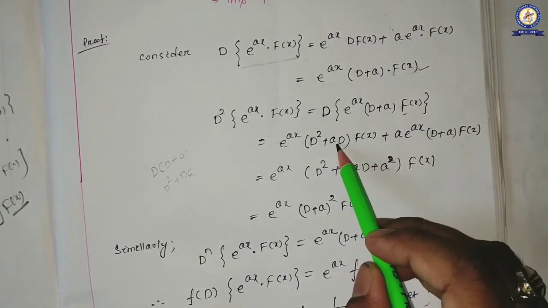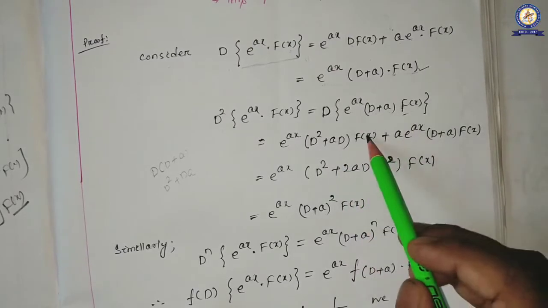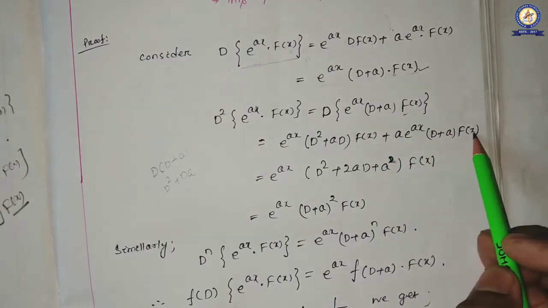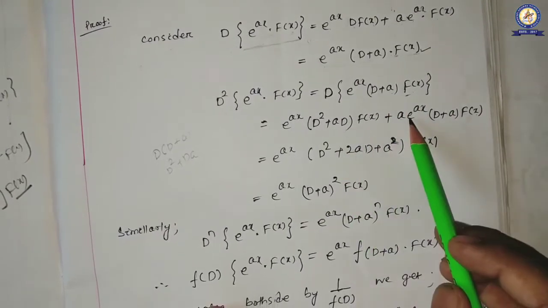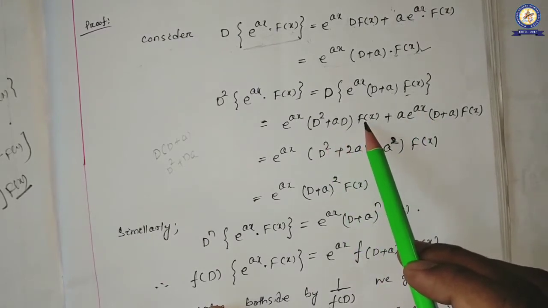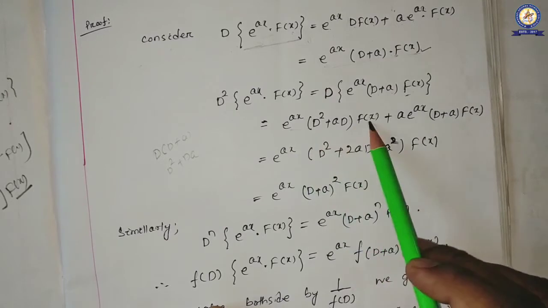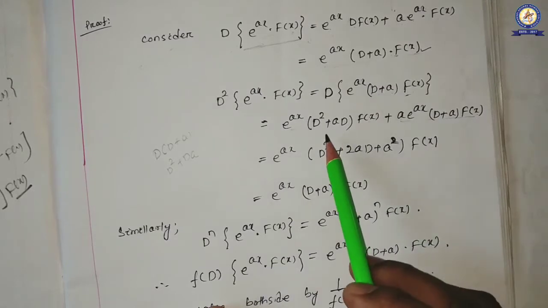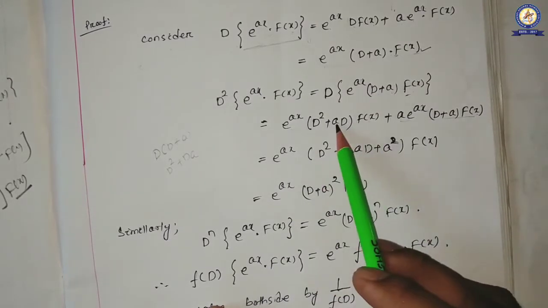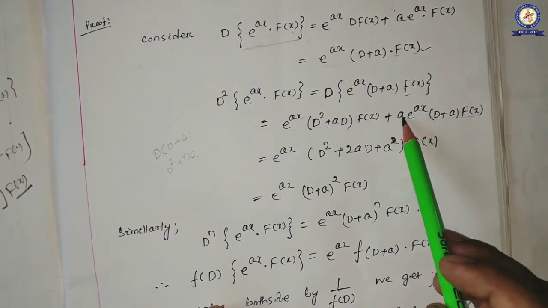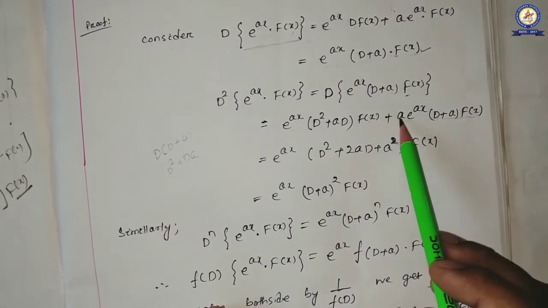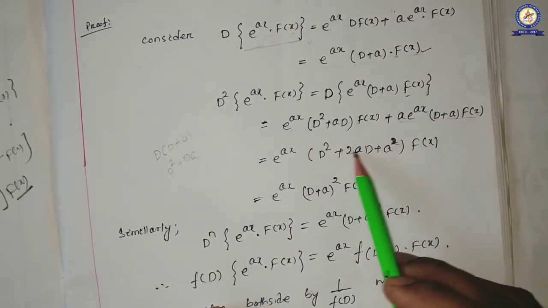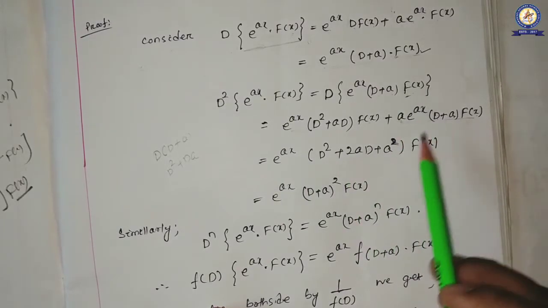Or we can write f(x) plus the derivative of this one, a e^(ax) f(x) plus a f(x). Here you can see e^(ax) and f(x) are common terms, and can be taken outside: e^(ax) f(x). We get D squared, then a into D, another aD will be there, and a into a is a squared. So aD is here and aD is here, so 2aD, and here a into a will be a squared, into f(x).